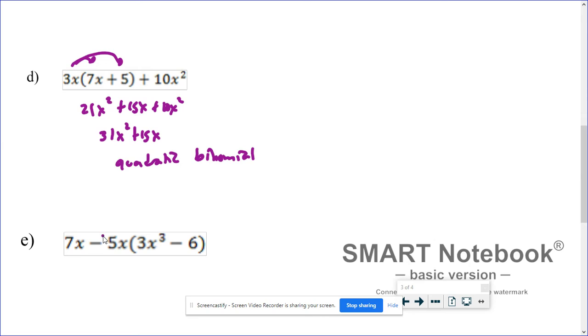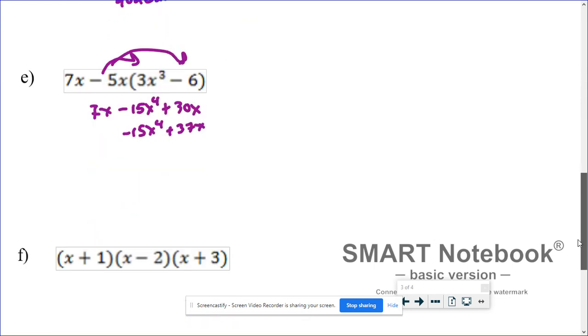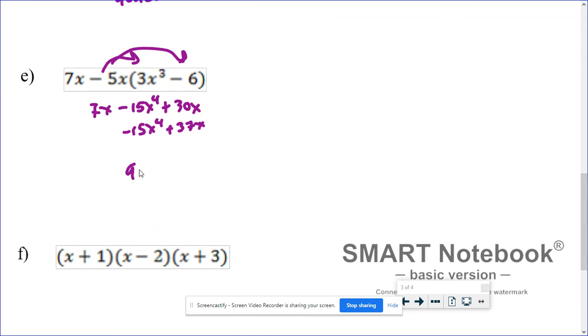Here we're going to distribute the negative 5x, and you get 7x minus 15x to the fourth plus 30x. Combine the like terms, and you get negative 15x to the fourth plus 37x. So that would be a quartic binomial.